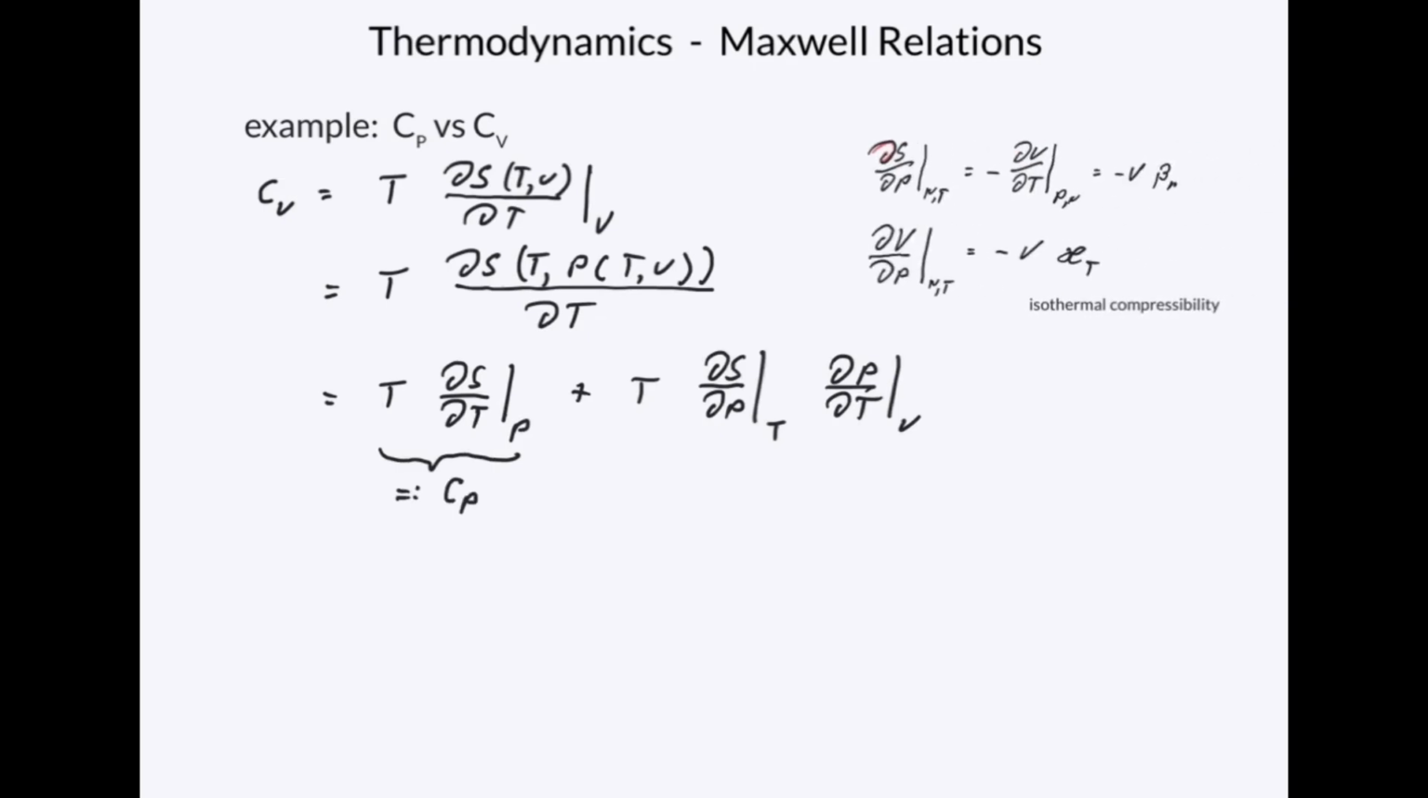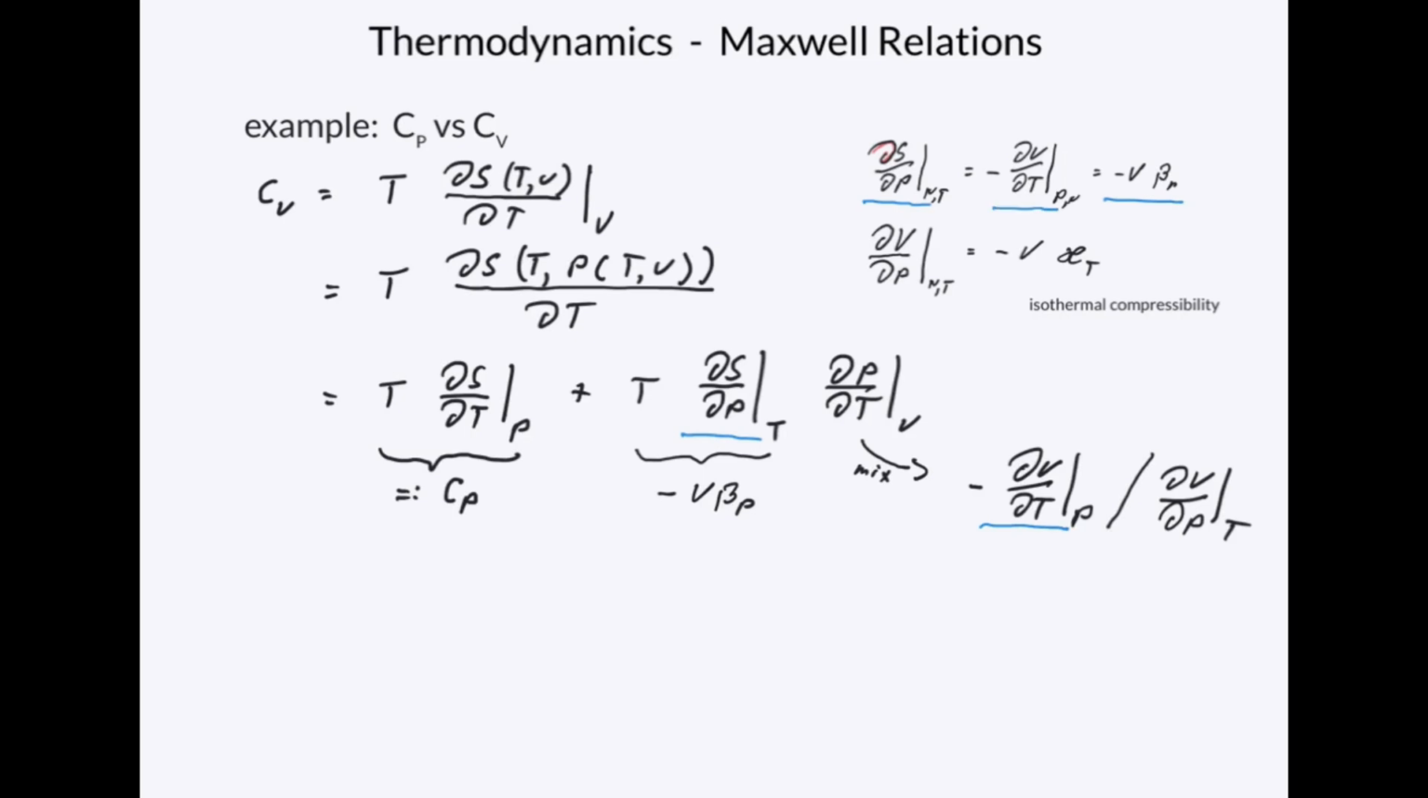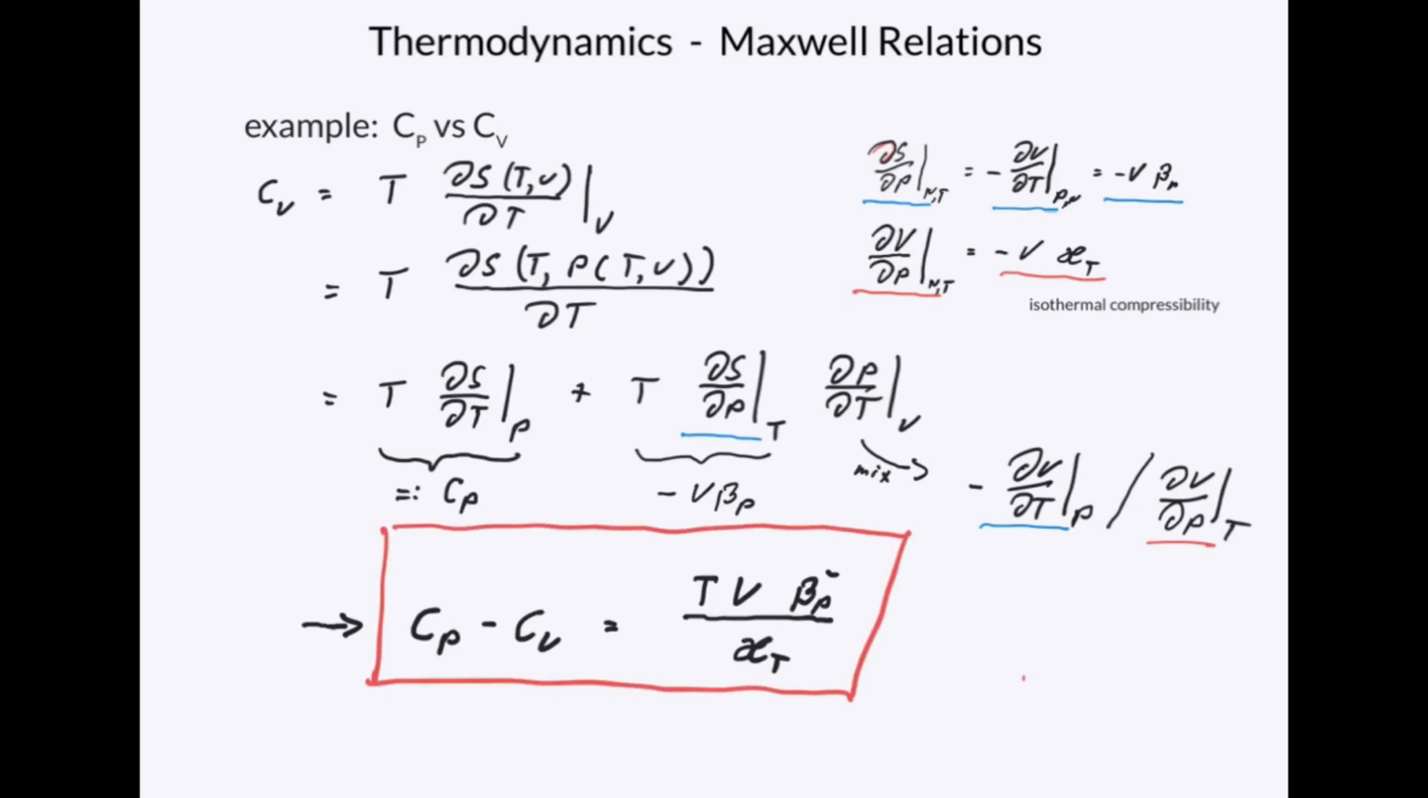For the second term, T ∂S/∂P at constant T, we use the Maxwell relation, leading to the temperature coefficient of expansion, and a second term, ∂P/∂T at constant V, for which we obtain two other terms: one ∂V/∂T at constant P, again leading to the expansion coefficient, and the second term ∂V/∂P at constant T, which is related to the isothermal compressibility of the sample κ_T. All terms together now finally lead to the expression C_P minus C_V is equal to T times V times β_P squared divided by κ_T.